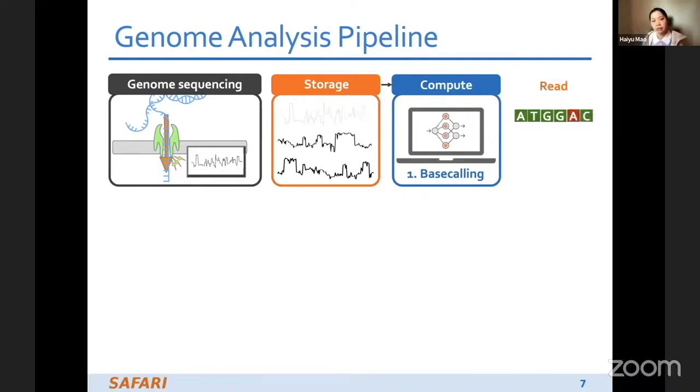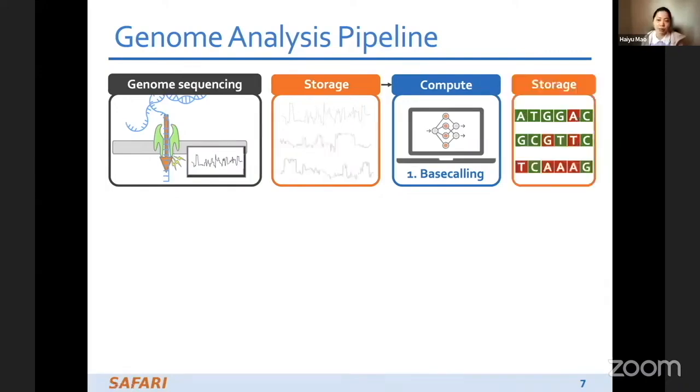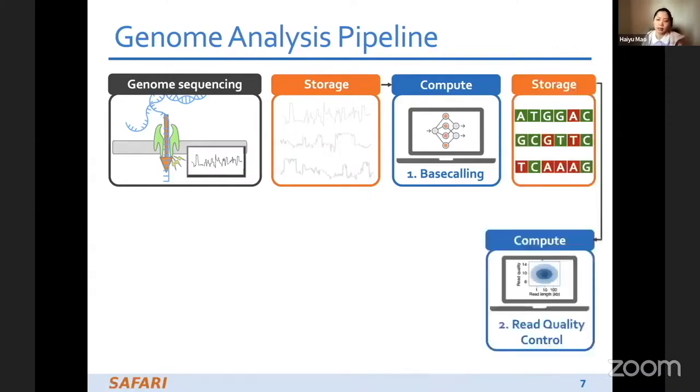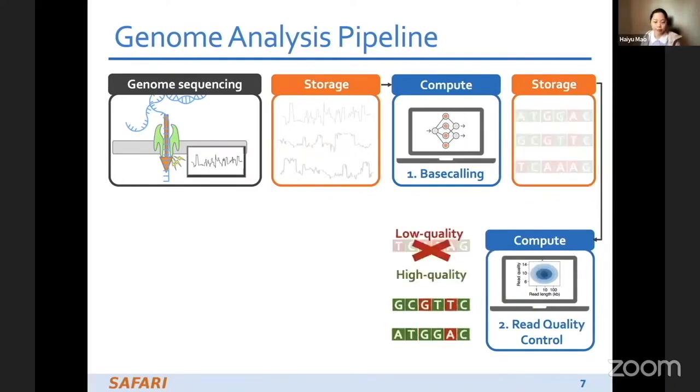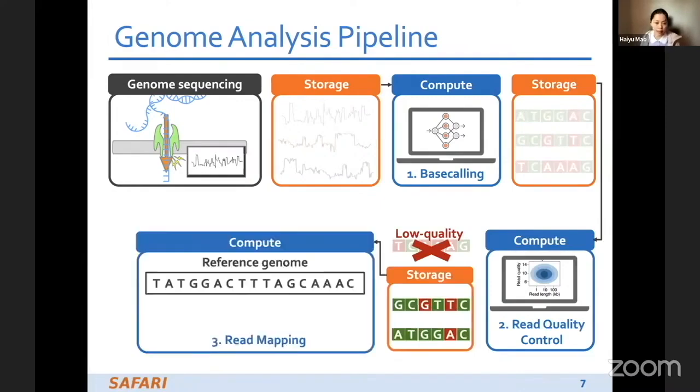Here you can see that we translate them in the granularity of a chunk, and then we assemble them into a read. Here, the green one represents a high quality translation, and the red one represents a low quality translation. After we finish all of the translation, we store the reads in the storage and continue with the next step, which is usually read quality control. In read quality control, we discard the low quality reads, and then we store the high quality reads in the storage and continue with the next step, which is usually read mapping.